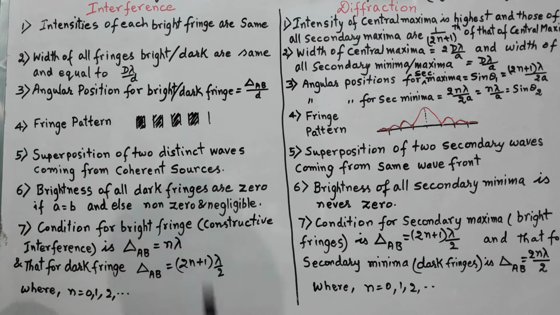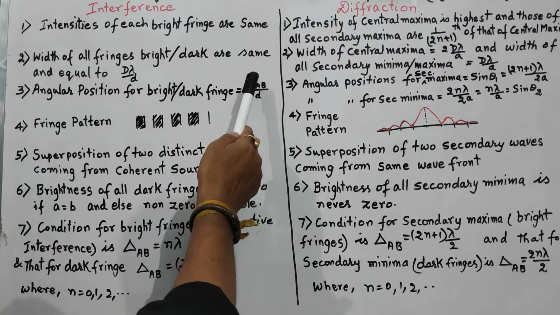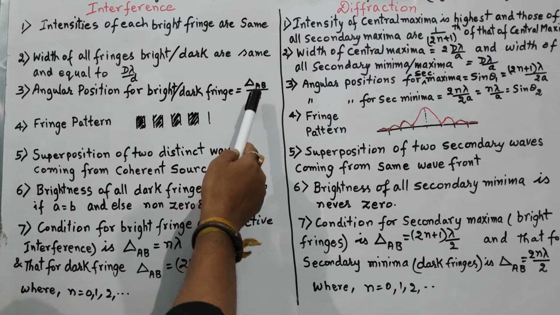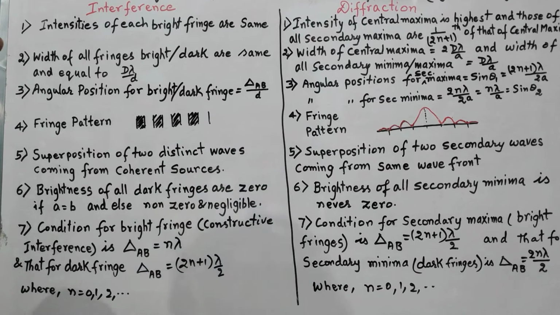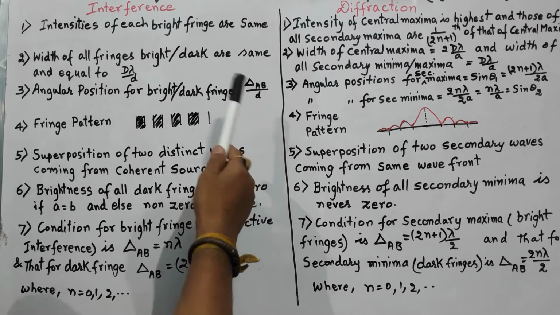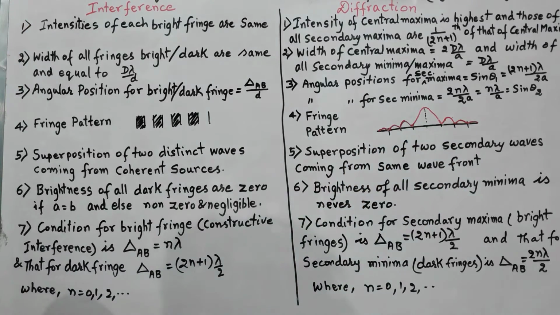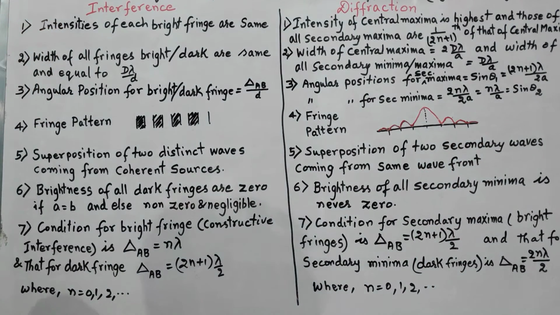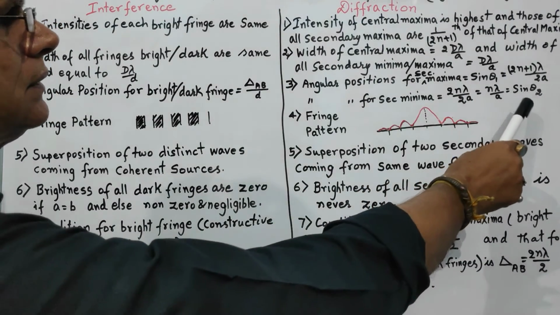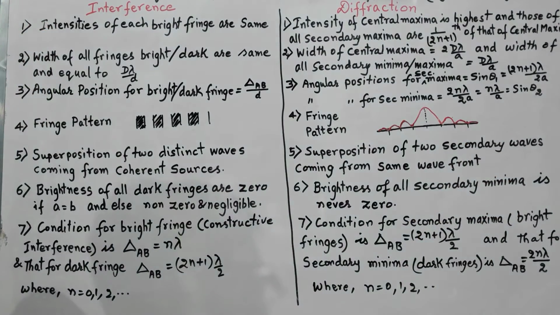Now the angular position for a bright or dark band is the path difference between the waves coming from the two different slits, namely AB, divided by d, the separation of the slits. In diffraction, the angular position for secondary maxima is (2n+1)λ/2a, and for secondary minima it is 2nλ/2a, that means nλ/a.